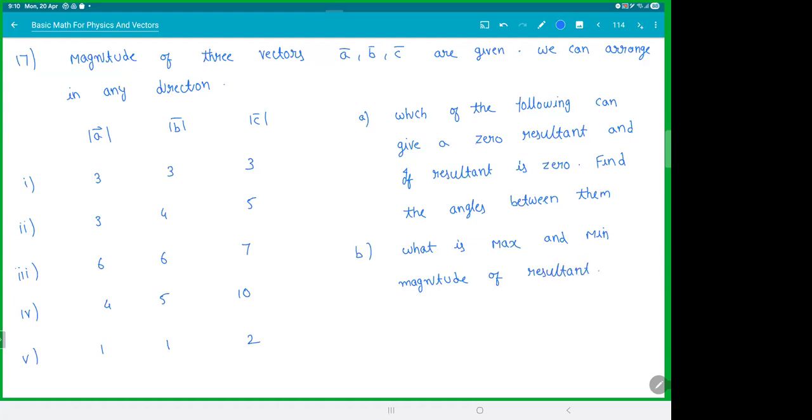I hope everyone is clear what I'm asking. Take a minute and I'll show you one. So first question, you have three vectors with you. Let's say first one, 3, 3, 3. Arrange them however you want. Is there a possibility they can all cancel out? Yes, then what are the angles? No, then the first part is done. Second part of the question: if these three vectors can be added any way you want, what is the maximum and what is the minimum you can get?